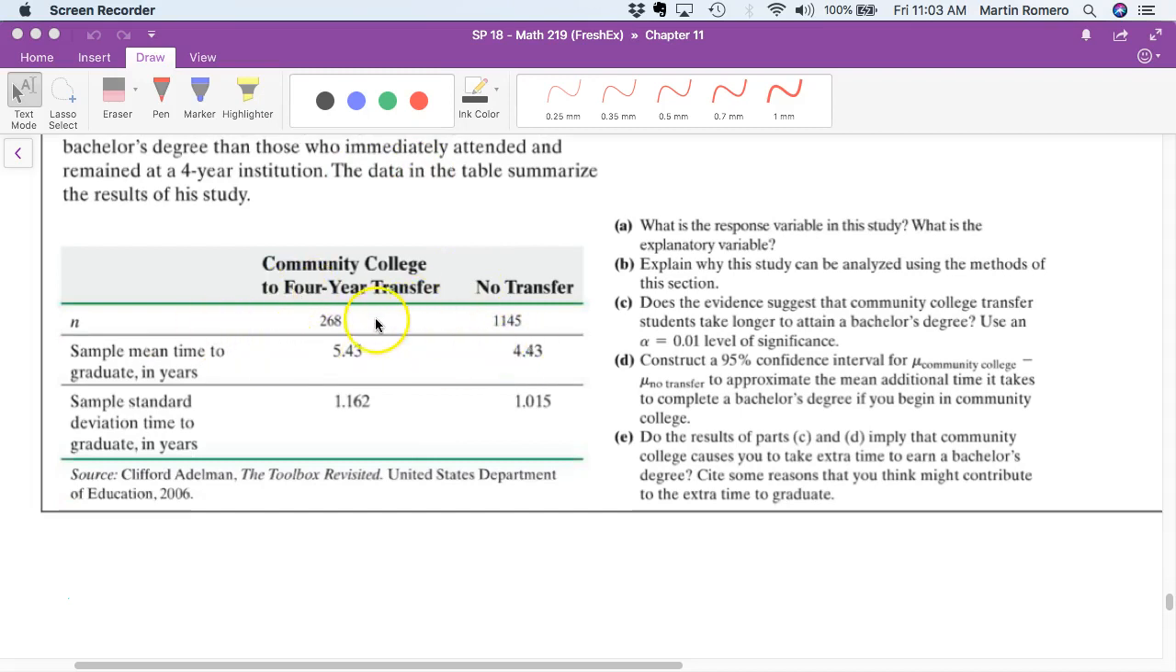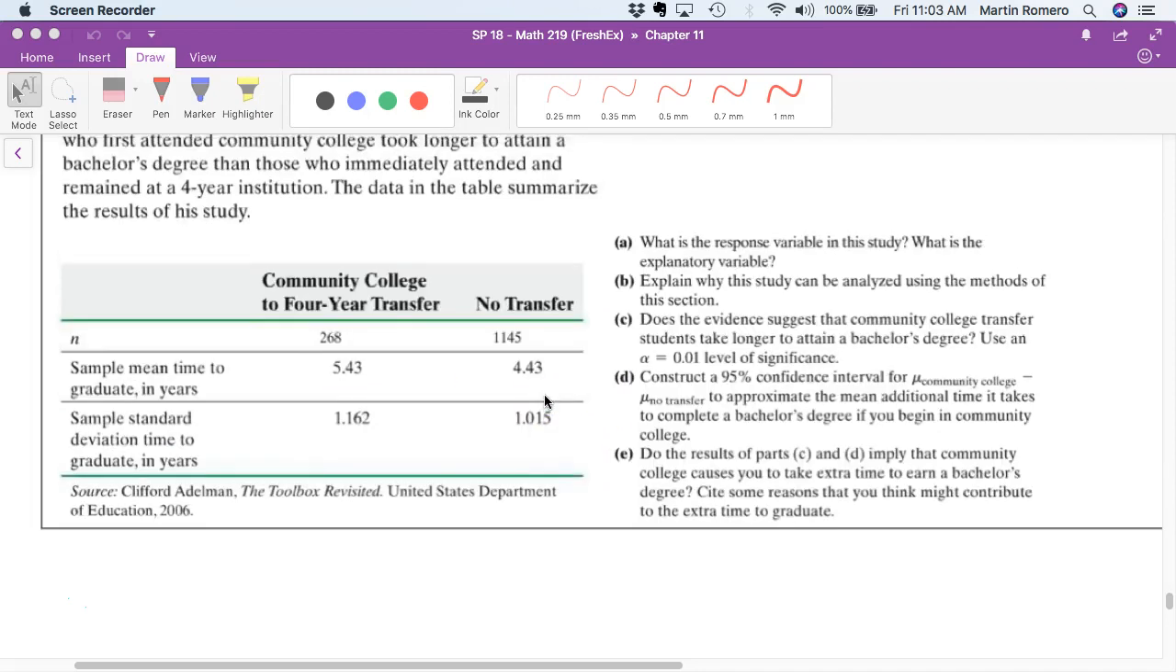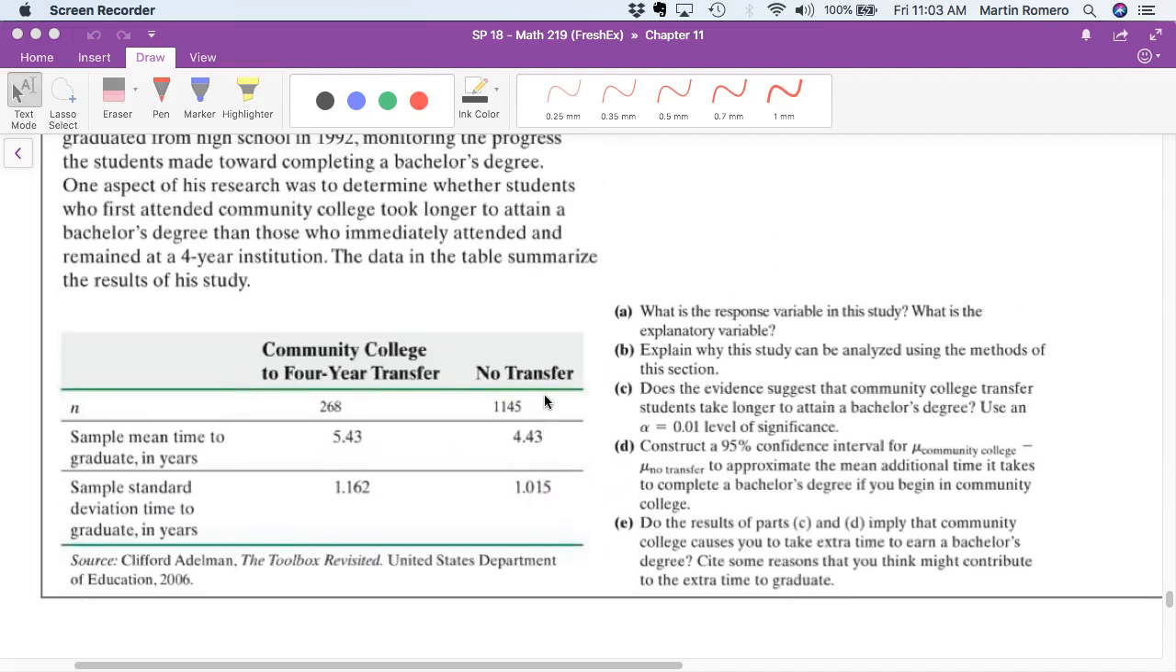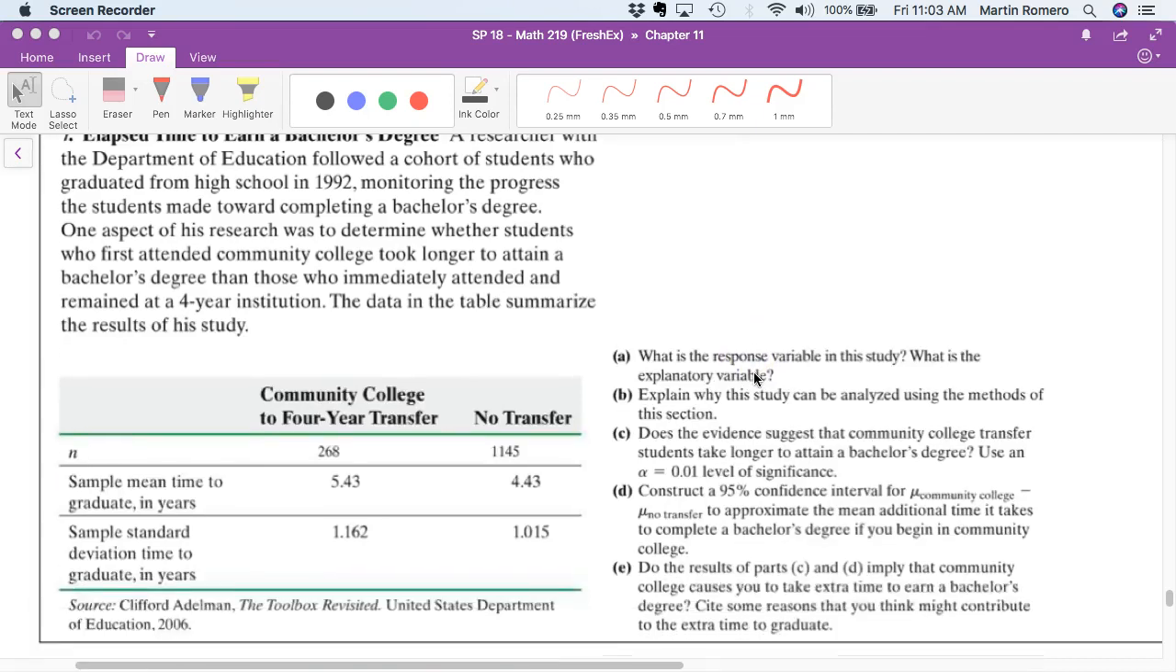So here's the sample. We have 268 community college students compared to 1145 directly going to university. The time to graduate took 5.43 and 4.43. Here are the standard deviations. Looking at this, it looks like it takes community college students longer to transfer, but as we now know, one sample is not enough to make a conclusion. We need to run some formal tests, confidence intervals, other ways to verify it.